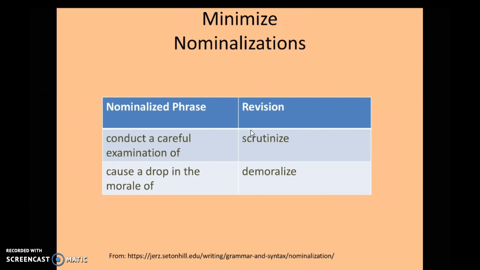So the nominalized phrase here is conduct a careful examination of. I read this so many times in science writing, and then writers always tell me, oh, I'm using too many words. Well, it's because often we use so many nominalizations. So really what conduct a careful examination of means is scrutinize, which is a really strong verb. It's not a widely used verb. We don't use it every day in our language, but it is a straightforward verb that expresses what five words do. Same thing with cause a drop in the morale of. Well, demoralize. Just one word against seven.